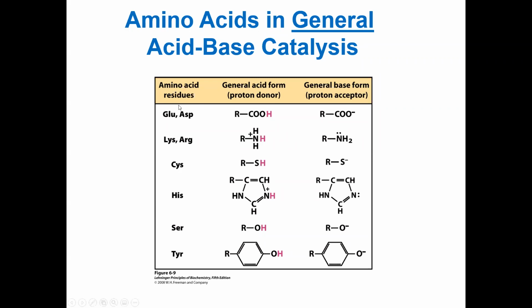So glutamate and aspartate have an acidic side chain. If they have to act as a general acid, then they have to have their side chain in the form of COH, protonated form. If they have to act as a general base, which means they have to pick up a proton to speed up the reaction, then the general base form will be the carboxylate form, deprotonated form. Same goes for arginine and lysines: protonated form as a general acid, deprotonated form of the side chain as a general base, and so on. So make sure you write it down and practice it nicely so you are fully aware of this.